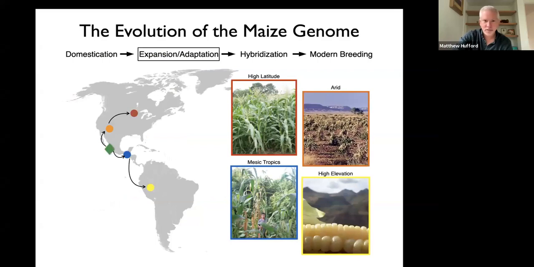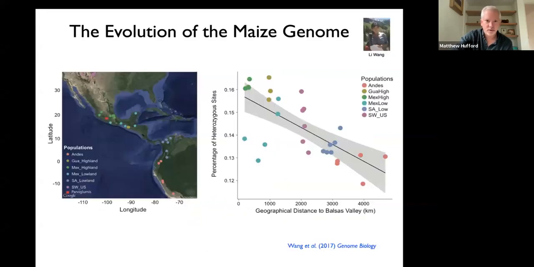And then we've also been able to ask interesting questions about adaptation that happened after domestication using a resequencing approach. So a couple of papers that my first postdoc, Li Wang, published. In one, she studied this out-of-Mexico migration of maize and the extent to which it affected diversity, and identified the serial founder effects demography that exists within maize. The same demography exists for humans.